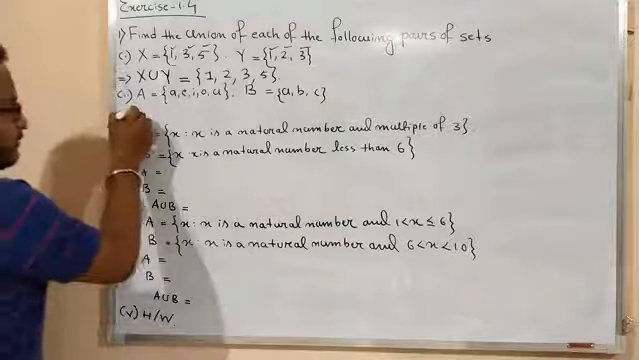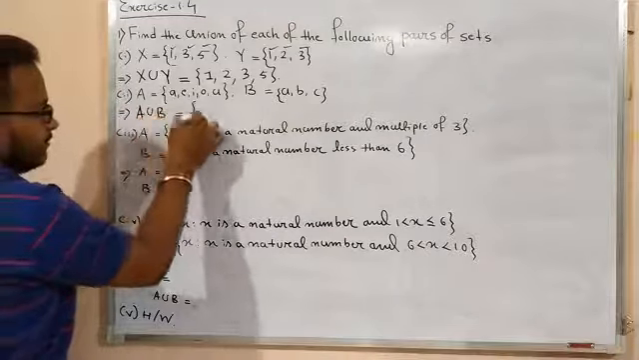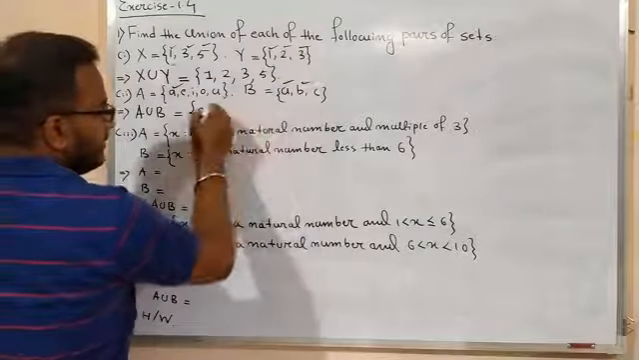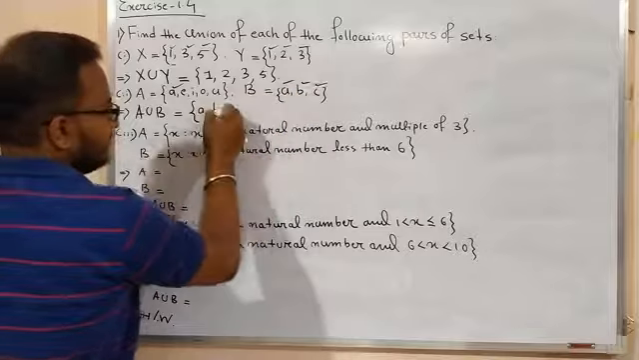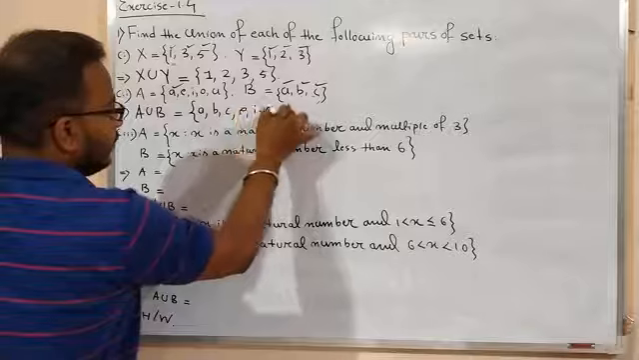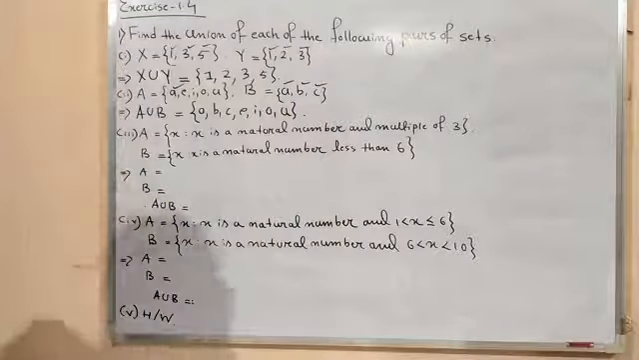Now it will be A union B, right? A is there, B is there, so A union B. So A union B will be what? A is there, so you just write A. Then B is there, you write B. Then C is there, you write C. Then write all of this, E, I, O, U. It's done. It's very easy, right?